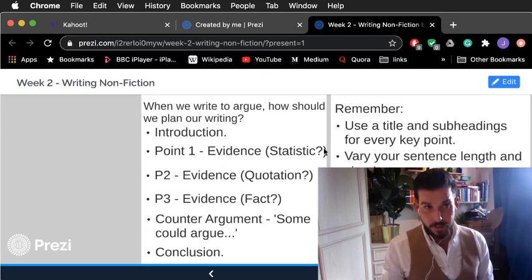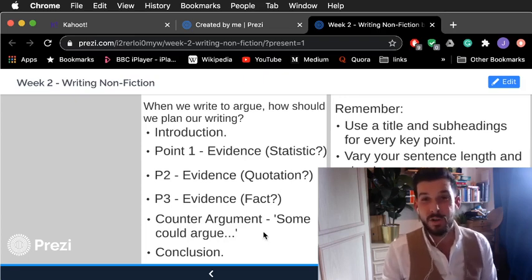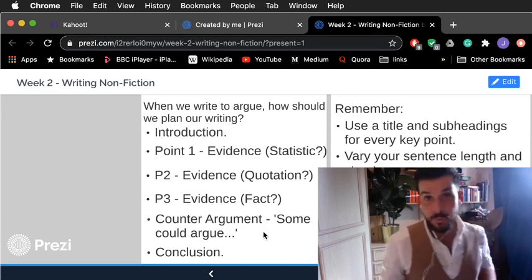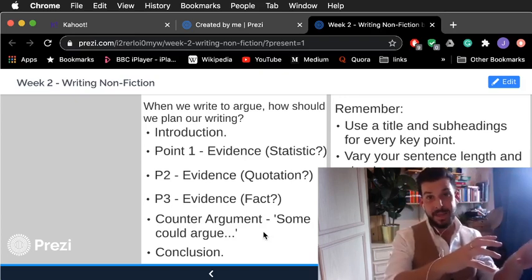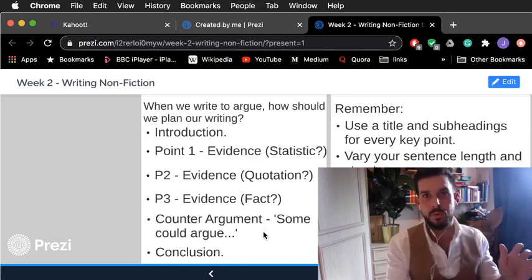So you've got your 3 points backed up with evidence-based language features. Then we get to the counter-argument. You might have an idea of what a counter-argument is, but I call it the some could argue section, okay? So this is your opportunity to bring up the other side of the debate and then tear it down, okay?